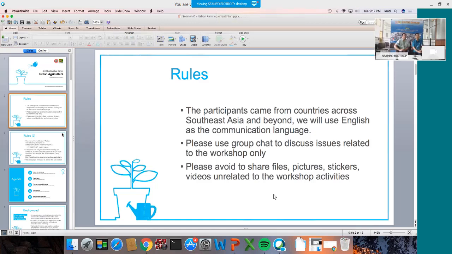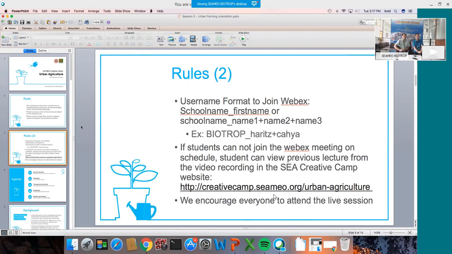Next slide. So for the username format to join our WebEx, we use school name underscore first name, or school name underscore name one plus name two plus name three. So for example, the school name could be Biotrop, underscore, the names of the persons that will be joining the session. Like the example says, Biotrop underscore Haritz plus Chaya, and you can add more persons, whoever will be joining the session. I hope this is clear.